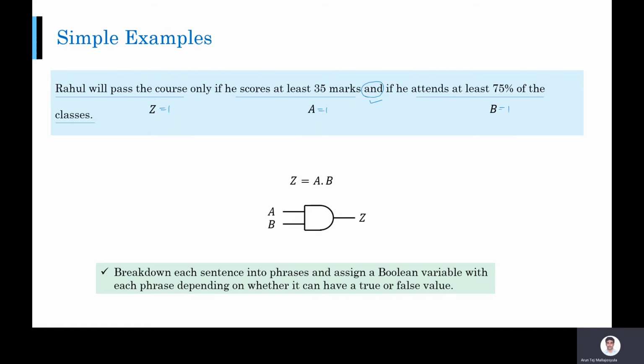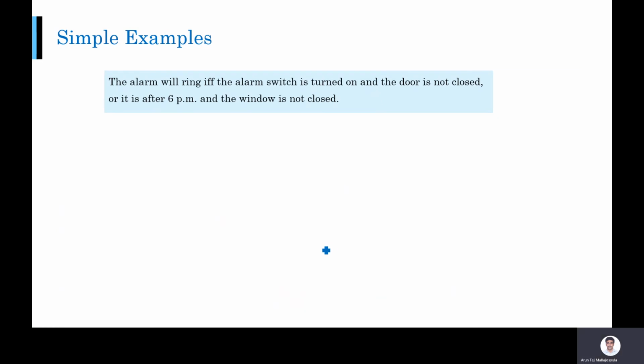Okay. So let us look at another example. The alarm will ring if and only if the alarm switch is turned on and the door is not closed, or it's after 6 p.m. and the window is not closed. So you give it a try on your own, see if you can get to the circuit description for this statement, and then you proceed with the discussion that I am going to follow now.